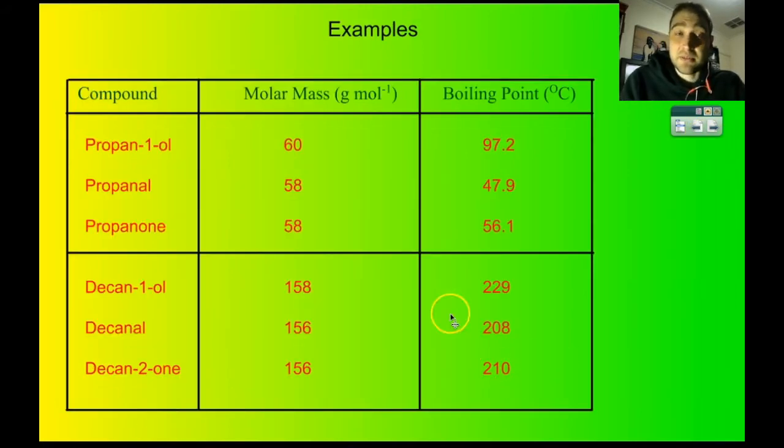So let's have a look at some other examples. Here we have propan-1-ol, propanal, and propanone. We can see a very similar molar mass, but the boiling point of the alcohol is almost double that of the aldehyde or the ketone.